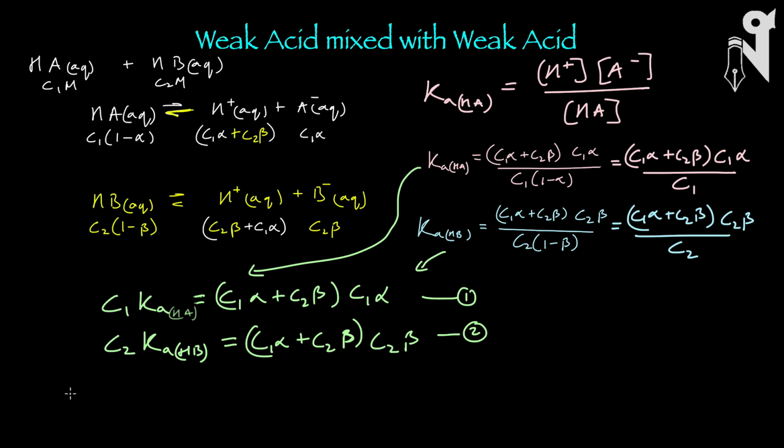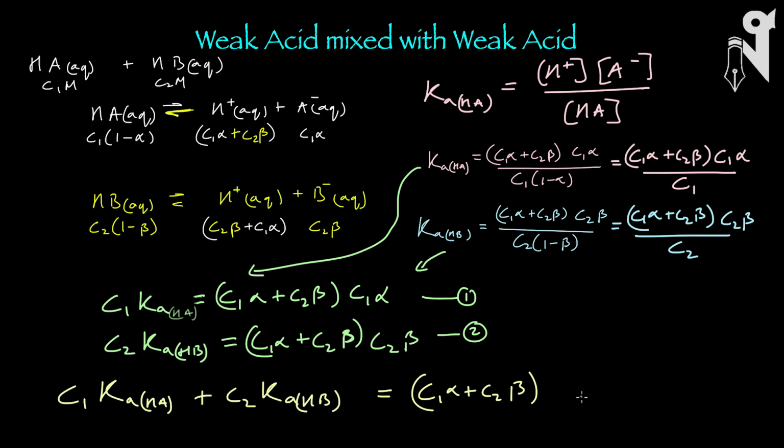I get C1 KaHa plus C2 KaHb is equal to, these two is common and this gets added, so it becomes C1 alpha plus C2 beta, which is common, times C1 alpha plus C2 beta again, so square of this. So that's a lovely line to get right.